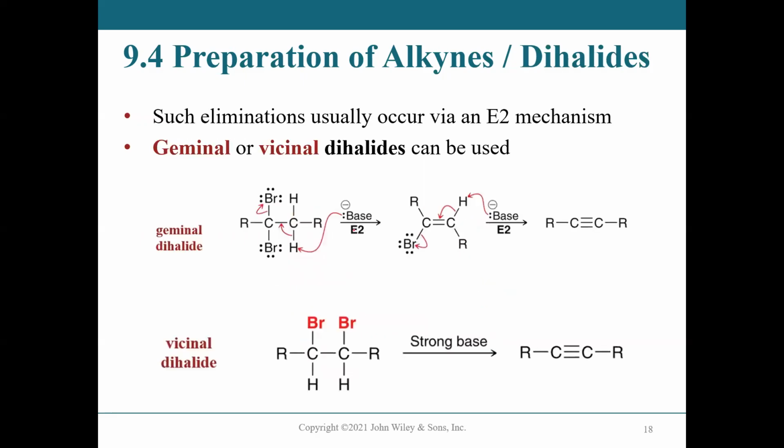So here we have E2 elimination. This means it's a concerted reaction. So we go ahead and do this. This bromine leaves. Such eliminations usually occur via an E2. Geminal or vicinal dihalides can be used. Geminal means they're on the same carbon. Vicinal means they're right next to each other. And then we do another E2 reaction, and we have this as our leaving group when we form our alkene. Similarly, we can do the same thing with a vicinal dihalide.